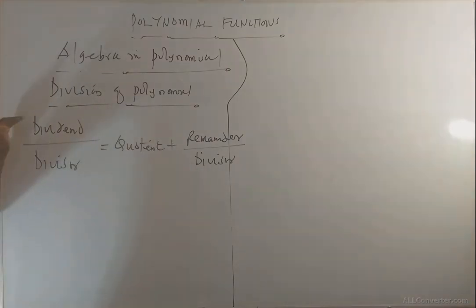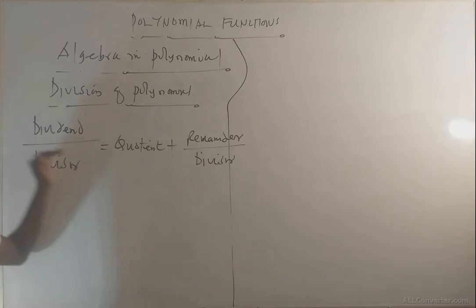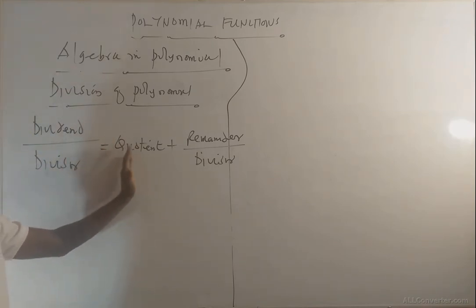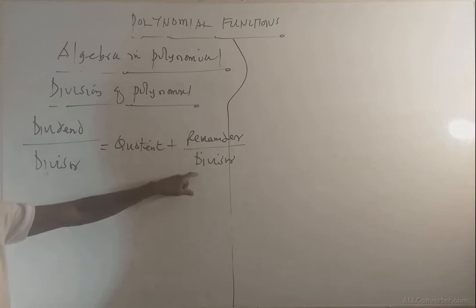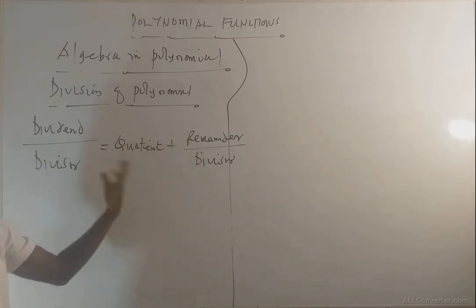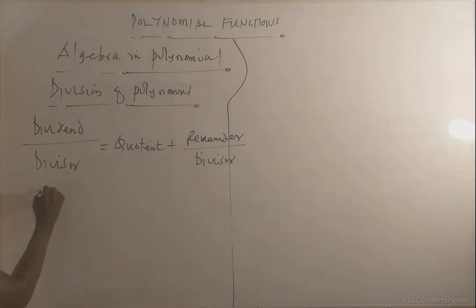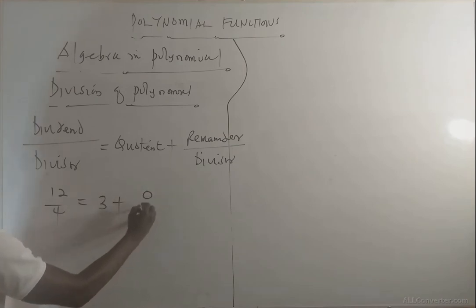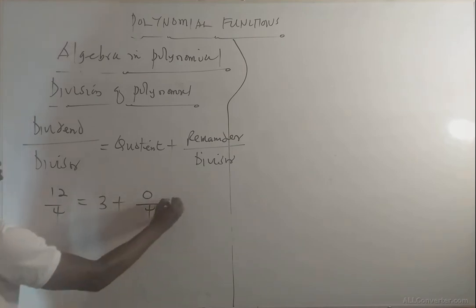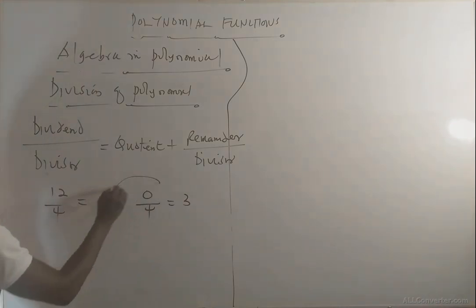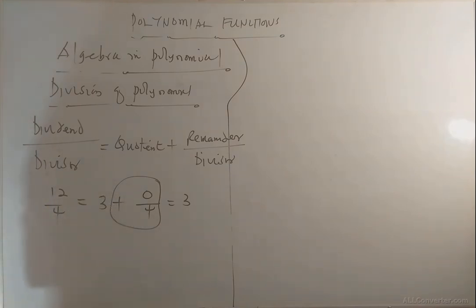So when you divide, if there is no remainder, that means that the dividend divided by the divisor will be equal to the quotient, because if the remainder is 0, 0 over the divisor will still be 0, and 0 plus the quotient will still be the quotient. If you have 12 divided by 4, the answer is 3, plus the remainder 0 divided by the divisor 4, will still be equal to 3. That is why there is no need for this expression if the remainder is equal to 0, because 0 divided by the divisor will still give you 0, and 0 plus 3 will give you 3. If the remainder is 0, then this expression is not important.